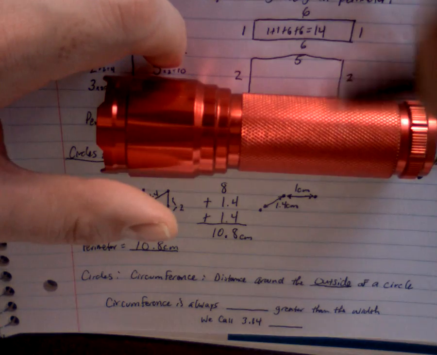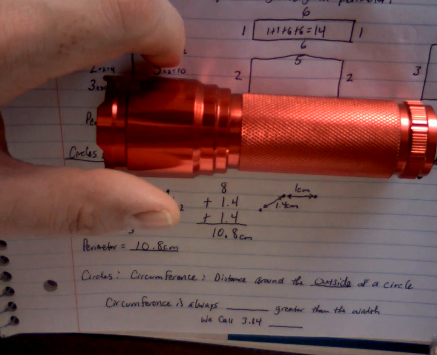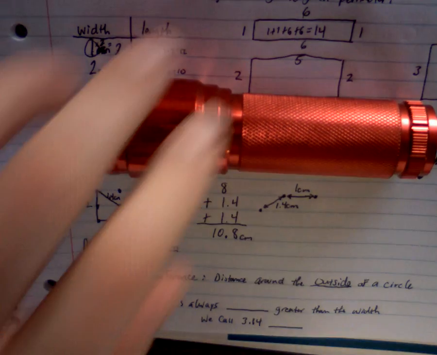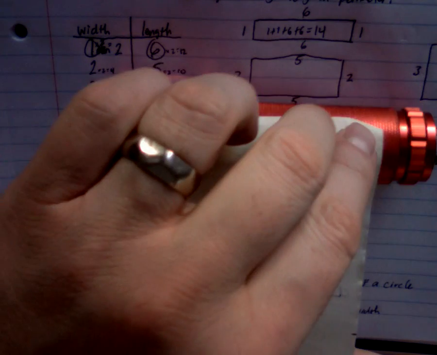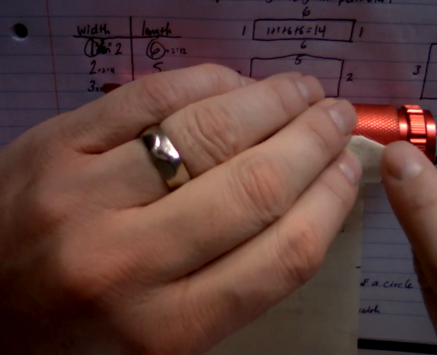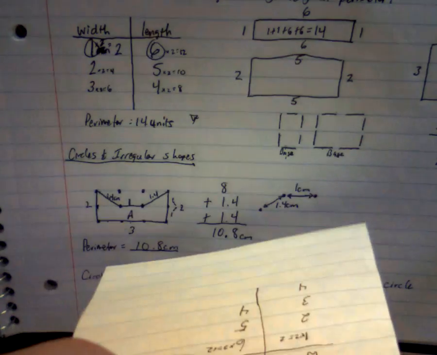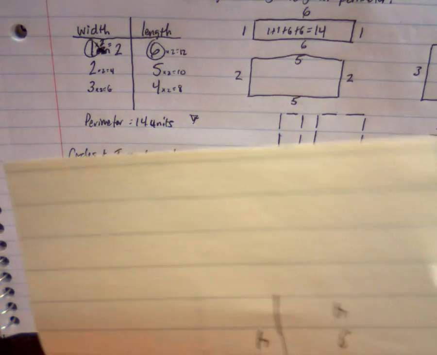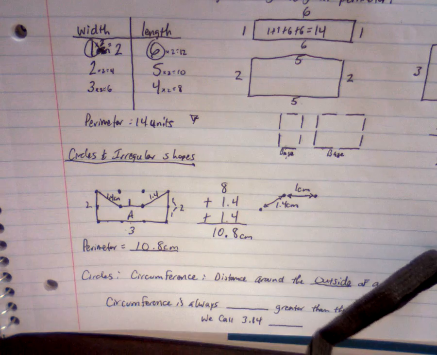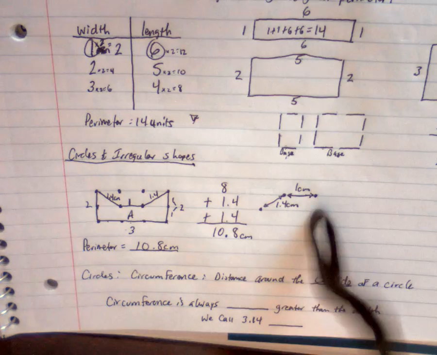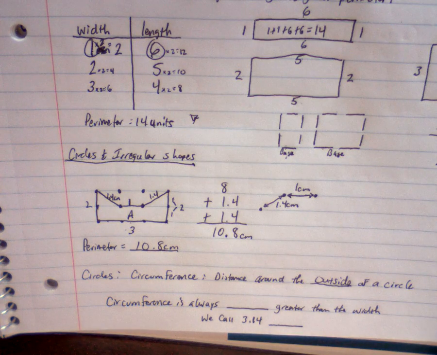Okay, so what we need to do is go around the outside of the flashlight. So what I'll do is you take a piece of paper, you have your starting point. Sticky notes are great for this, by the way, because then you can just stick it right on. So you wrap it around your flashlight. You get it good and tight.